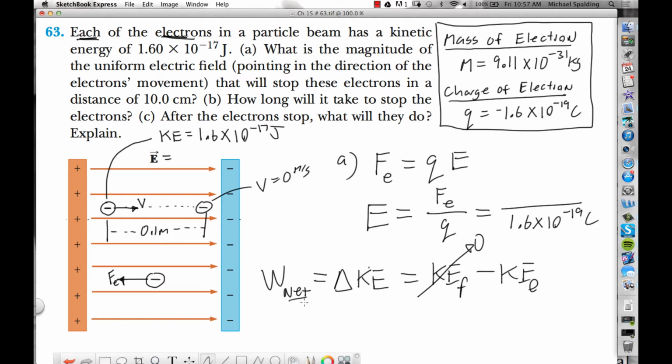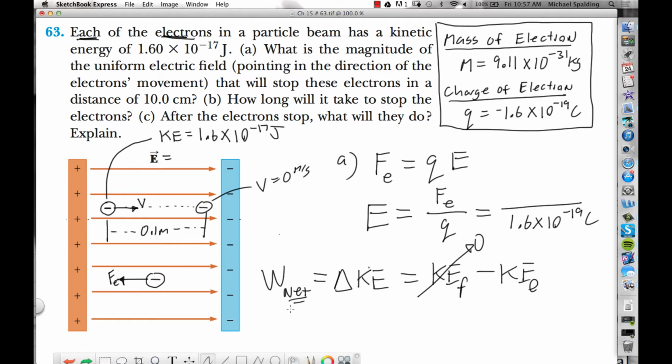How many forces are doing work on the electron? As the electron goes from here to there, how many forces did work on it? Just one, the force of the electric field. Or were you thinking gravity? No, because wouldn't each electric field have a force in it? Oh, this is all one electric field. All these electric field lines, it's all the same electric field. Yep. It's all the same electric field.